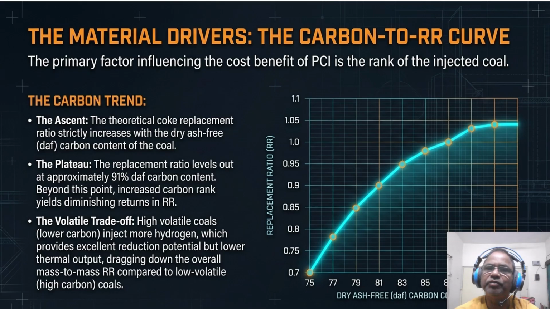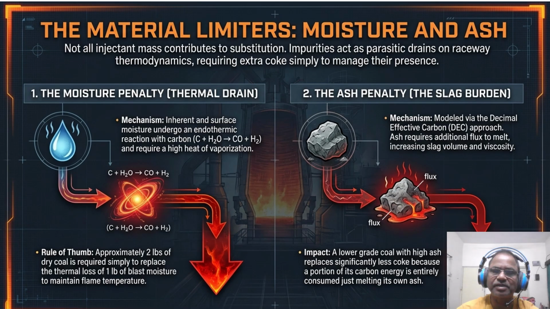But as we chase carbon, we must avoid the two primary material parasites, the moisture and the ash. And the very next slide is sharing on those aspects. So these are called material limiters, and these two components I refer to as the moisture and ash. Here we see two visual penalties, a blue water drop representing the moisture penalty and a jagged grey rock representing the ash penalty. So moisture is a thermal drain. It undergoes an endothermic reaction with carbon that consumes heat.